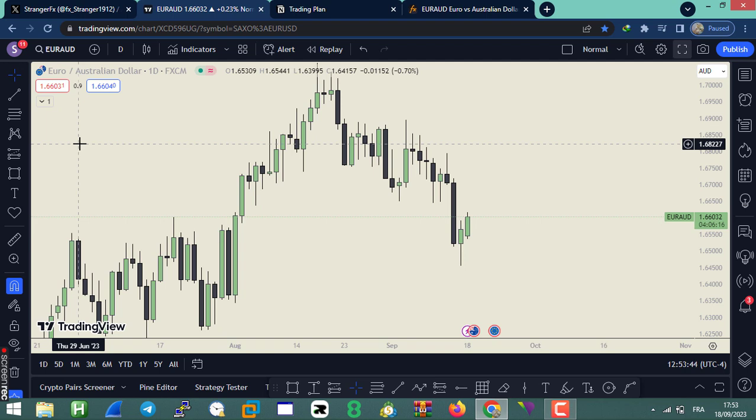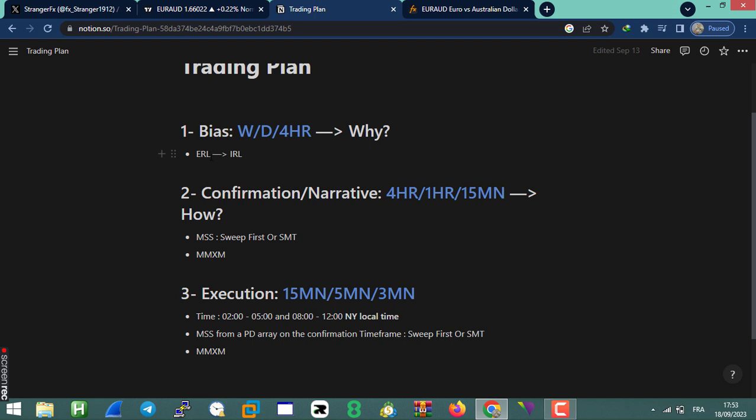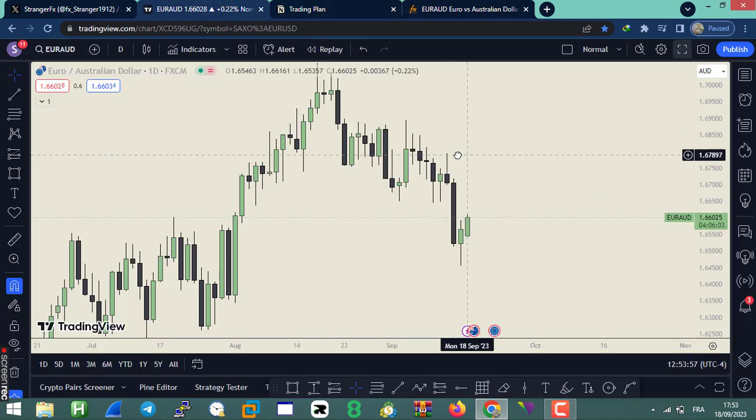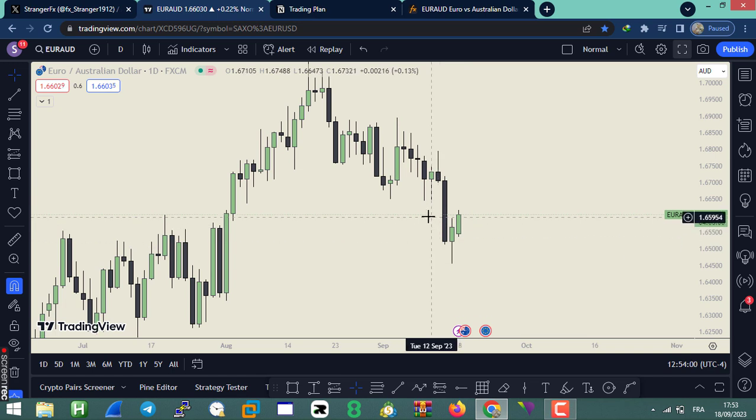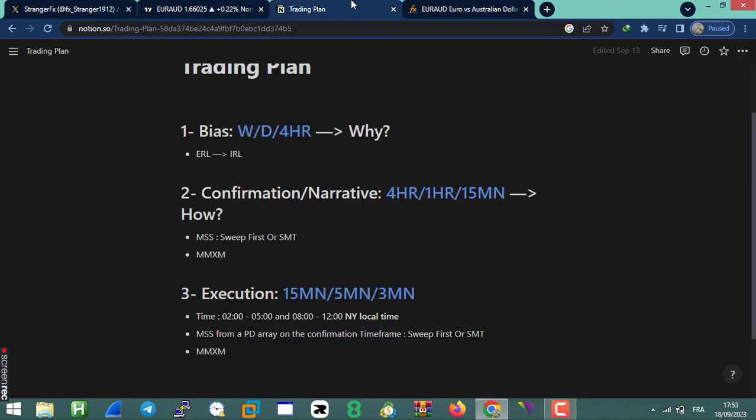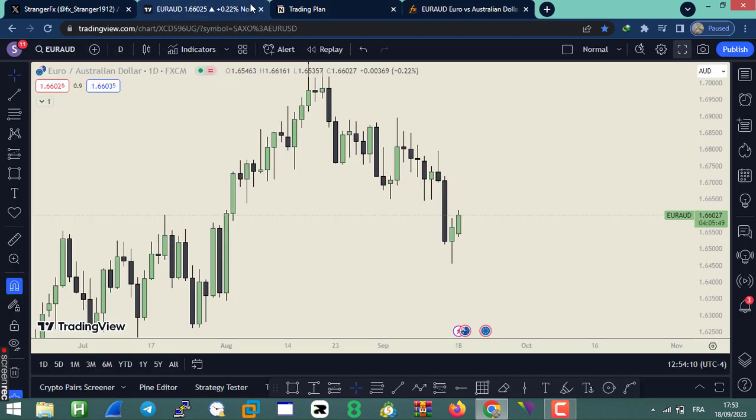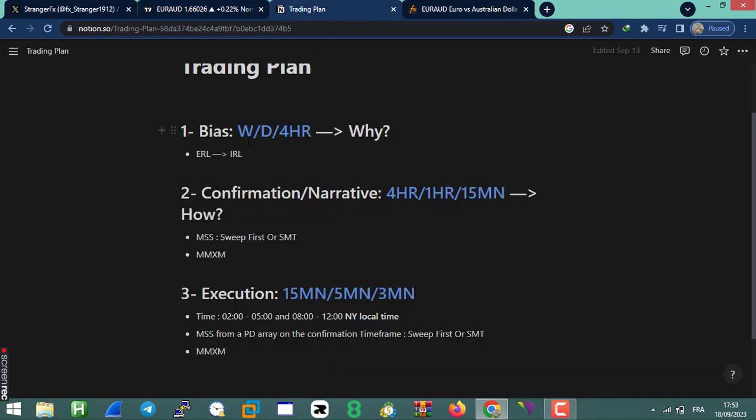So the euro against the sterling. And the first step is external range liquidity to internal range liquidity. Meaning we want to see an expansion lower or higher. In our case, lower. We want to see that expansion take external range liquidity in the form of a swing high. And then we want to see a return or retracement to internal range liquidity, which is a fair value gap right here. So here is the fair value gap, right? So the bias is in check and we want to go higher, right?